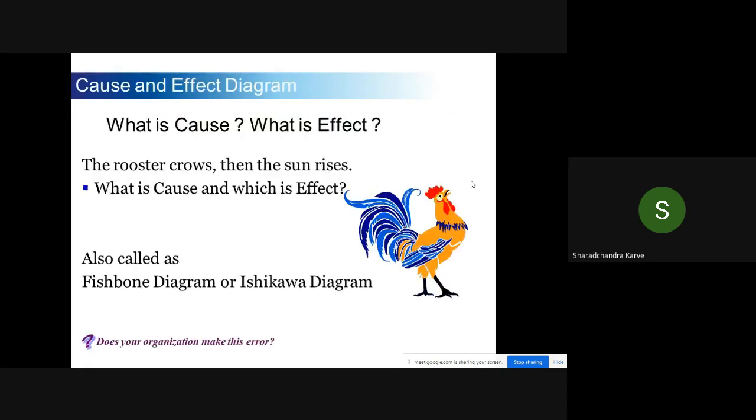Next slide. Based on the cause and effect. There is always an effect and cause relationship. So all of the Six Sigma or improvement methodology works on effect and cause relationships. As I said, y is equal to f of x1, x2, x3. So y is the effect and x1, x2, x3 are the causes. So it is very important to understand what is the effect and what is the cause. The rooster crows when the sun rises, what is the effect and what is the cause? Putting that into cause and effect is also called a fishbone diagram.